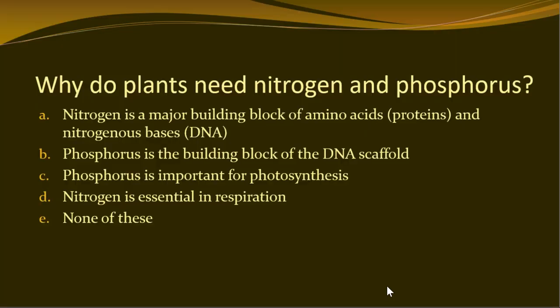Why do plants need nitrogen and phosphorus anyway? A little review. A: Nitrogen is a major building block of amino acids and nitrogenous bases. B: Phosphorus is the building block of the DNA scaffold. C: Phosphorus is important for photosynthesis. D: Nitrogen is essential in respiration. Or E: none of these. Well, there are actually 2 answers here. Nitrogen is the major building block of amino acids and nitrogenous bases, hence the nitrogenous part. And phosphorus is in phosphate, which is the building block of the DNA scaffold. So A and B are the answer to this one.